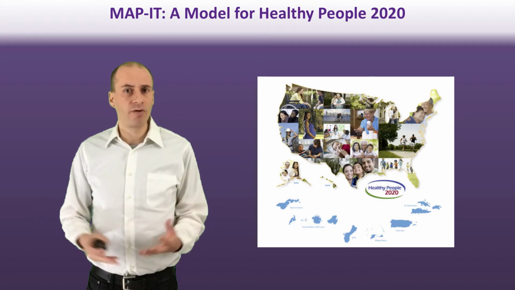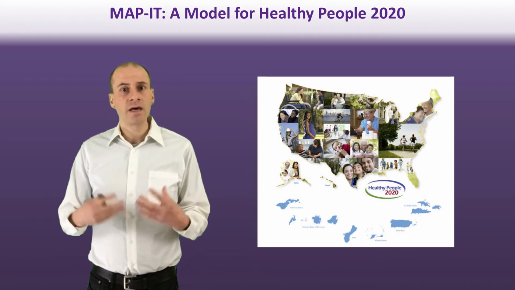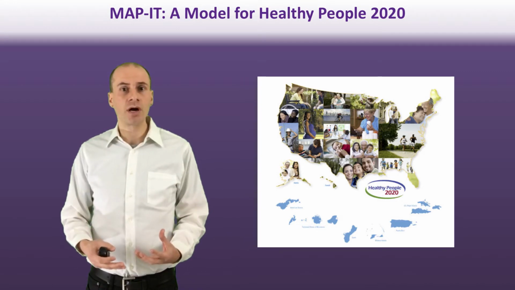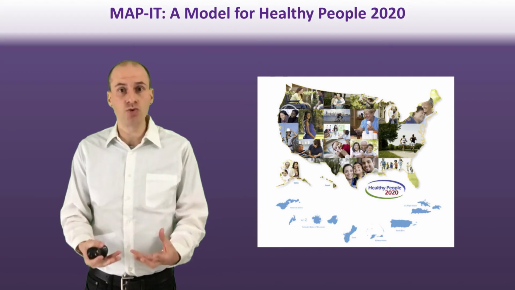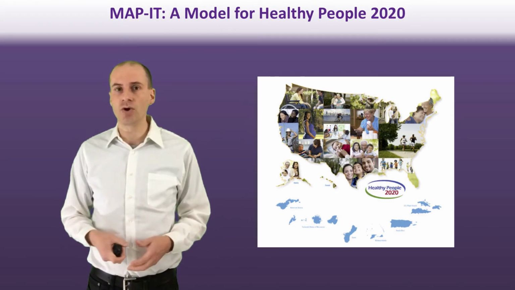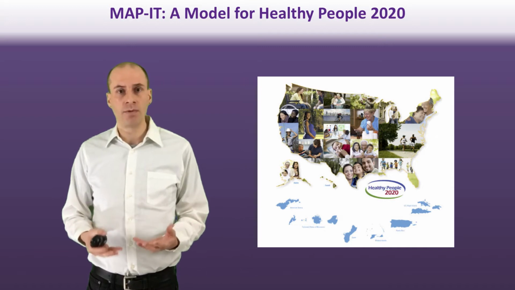So they brought in people from all over the country to make this. And as they were thinking about this, they were trying to consider, okay, if we're going to say what these goals are, what do we recommend in terms of a process for helping communities to actually do something about these suggested goals? So what they did is they put together what they call the MAP-IT planning model.